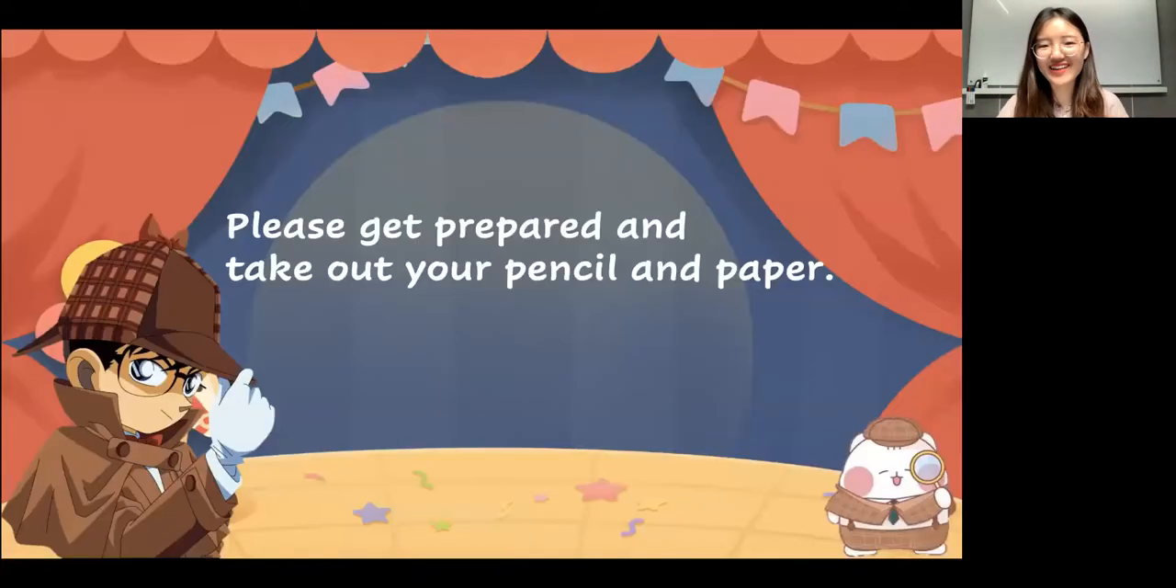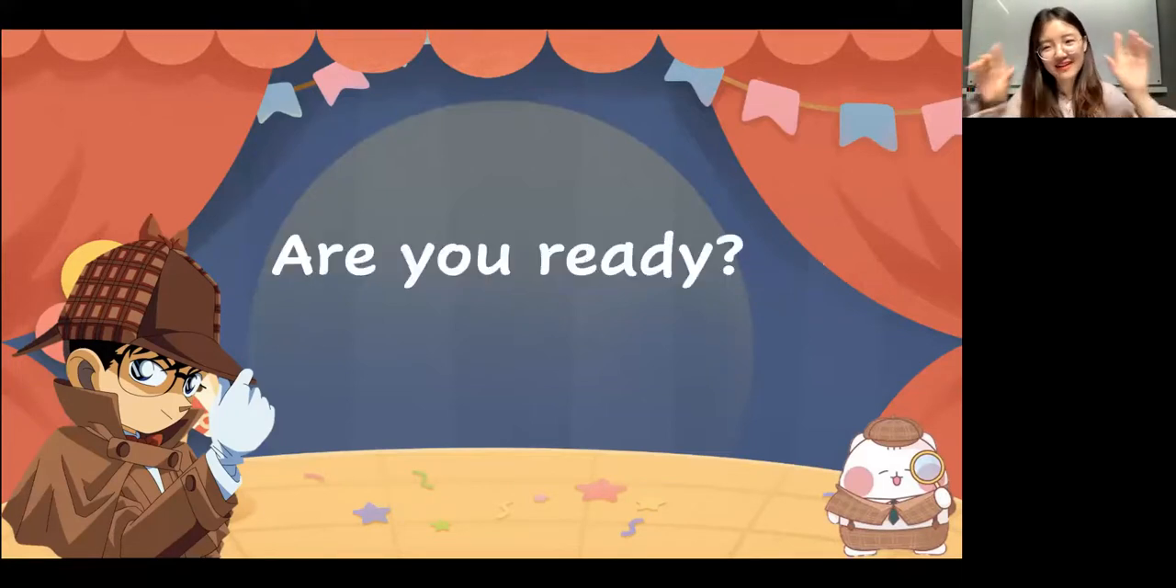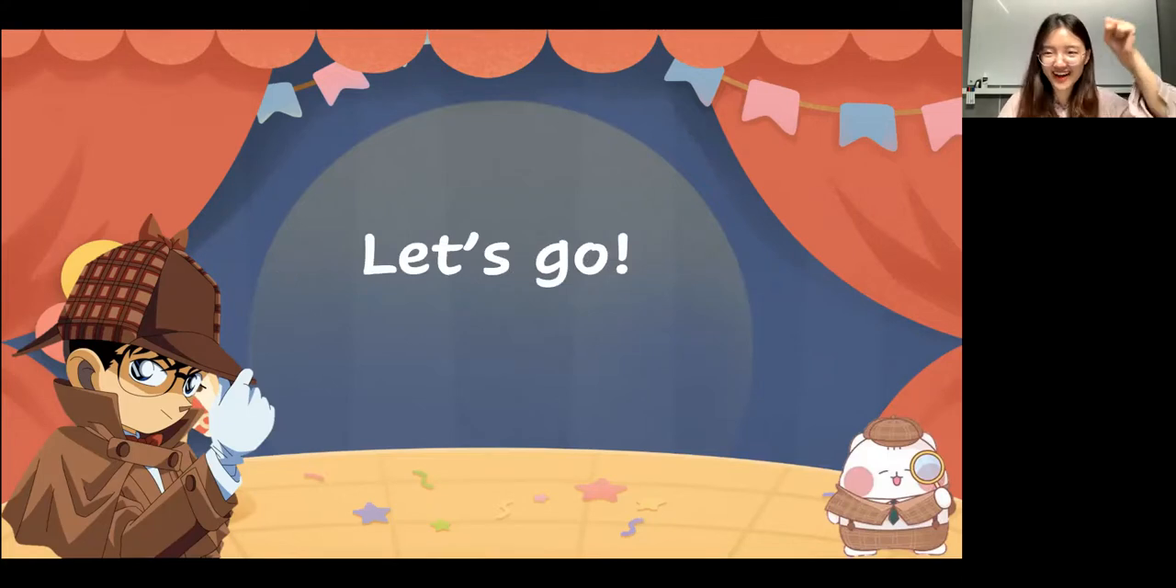Everyone, now please get prepared and take out your pencil and paper, okay? If you are prepared, could you type 7 in the chat box? It's my first number. Please get prepared with your pencil and paper. Very well done, everyone. Perfect. I'm so happy to see lots of 7 here. Great. Okay, so now let's go.